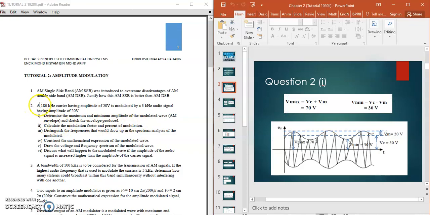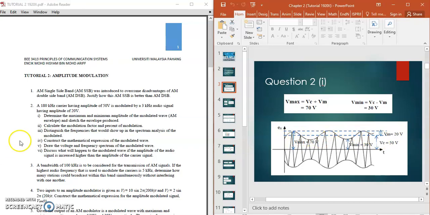Question number 2. A 100 kHz carrier having amplitude 50 volt is modulated by a 3 kHz audio signal having amplitude 20 volt. Determine the maximum and minimum amplitude. Direct formula: VC plus VM, you got 70, because 50 plus 20. VC minus VM, 50 minus 20. Then sketch the envelope produced. This is how to draw.